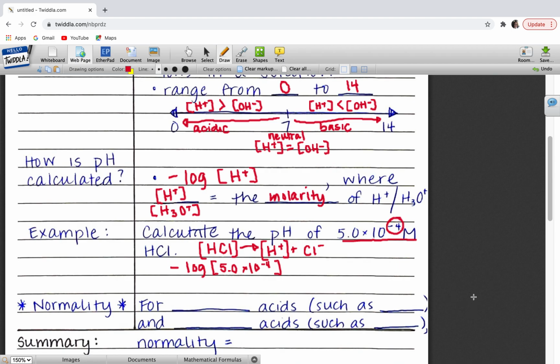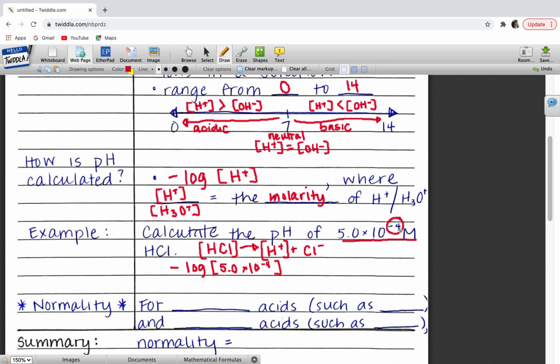So whatever answer we get, it's going to be pretty close to the number 4. And it's going to be a positive value because you see this negative in our formula right here. That's going to get rid of the negative here, and we're going to end up with a positive value for our pH. So keep in mind before you even start a problem that whatever value for pH you calculate, it should be pretty close to the exponent on the molarity for your hydrogen concentration.